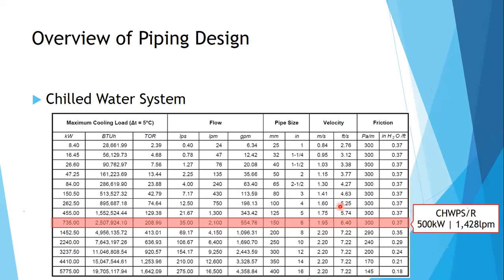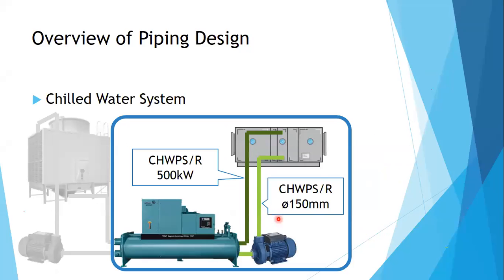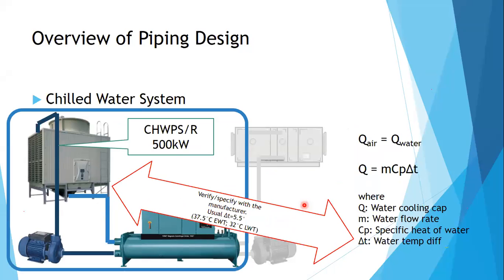Okay, so going back, for our 500 kilowatt worth of cooling capacity, we would need 1,428 LPM. We would use 150 millimeter diameter of pipe size. So our supply piping and return piping would be of the same size, 150 millimeters. How about on the other side? How about on the condensing water side?